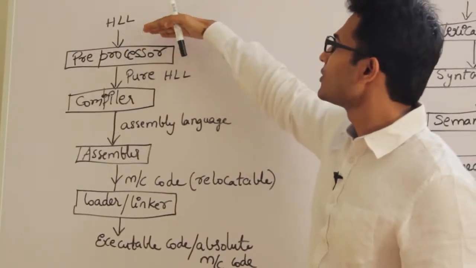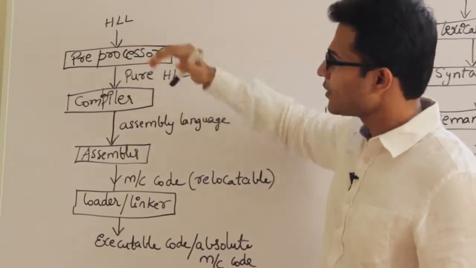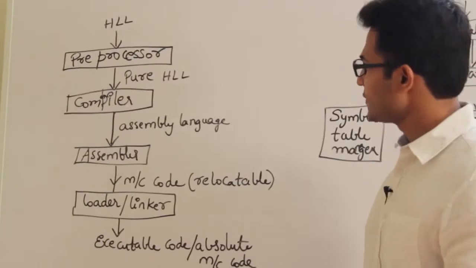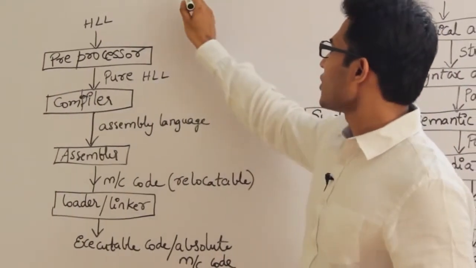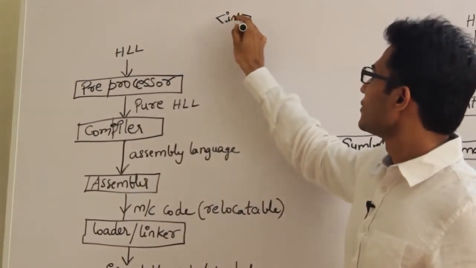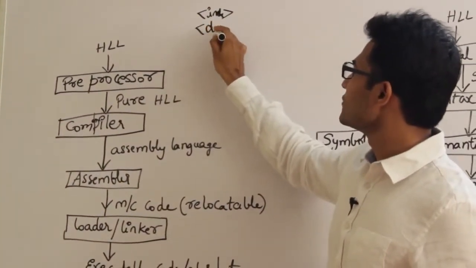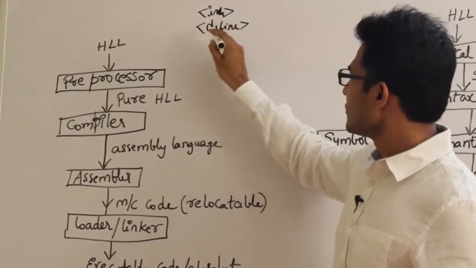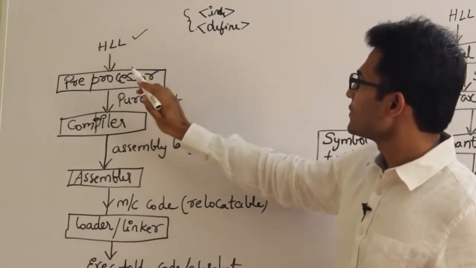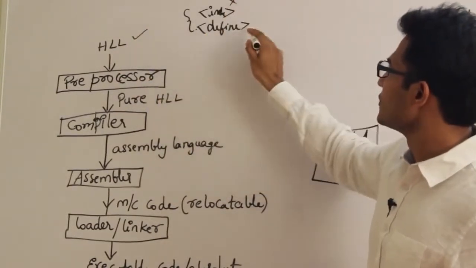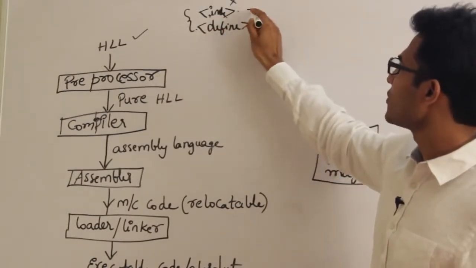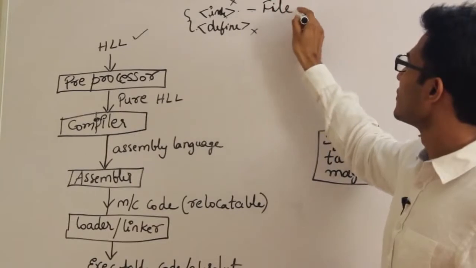Then the preprocessor is going to convert that high level language into pure high level language. For example, if you write a C program, the starting lines are going to contain hash include, isn't it? Or it is going to contain hash define, right? So if a program contains such lines, then it is called high level language, and preprocessor is going to remove these lines, removing hash include by including the file. That is also called as file inclusion.